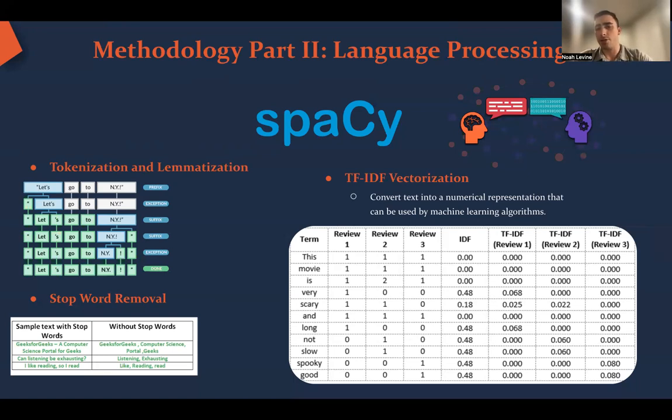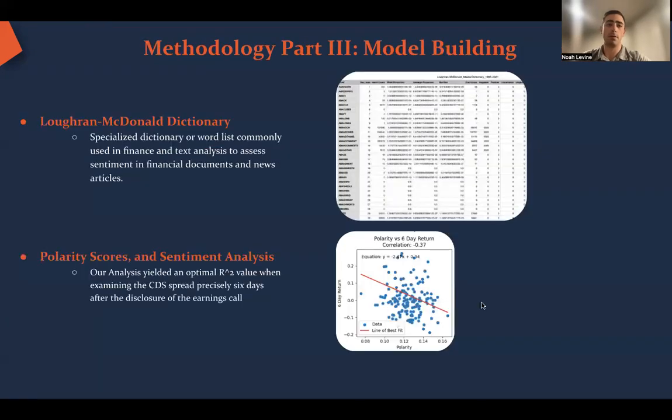TF-IDF vectorization, which is how you can convert text into numerical representations. And below is an example of how this might work. So if you have some kind of review of movies, you have 3 different reviews. Words like, you can see this is in every single review, so it might not be that important. But words like scary, which are in only 2 of 3, would be considered more important, so they have some higher values. That's essentially how this vectorization works.